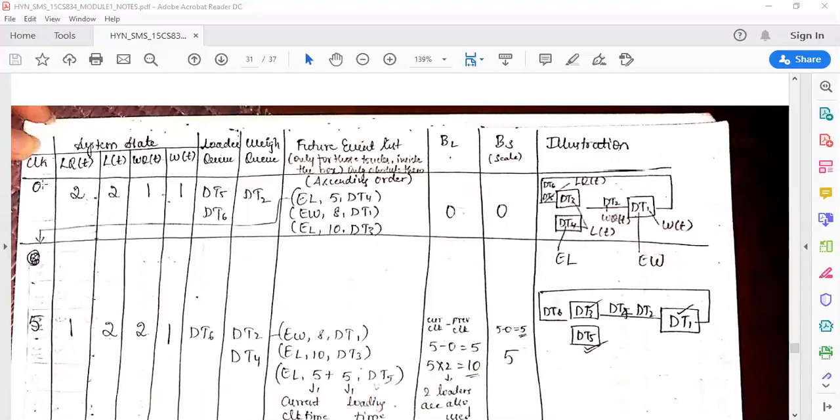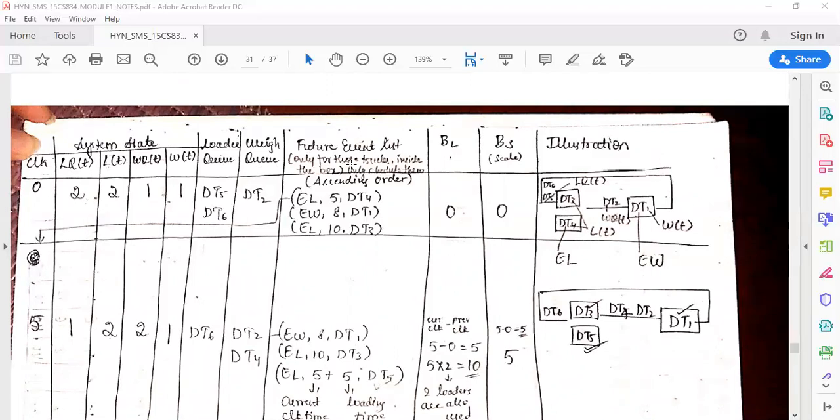This particular problem will have these column values for the simulation table. We'll have the clock, and LQ of T, which stands for loader queue of T. L of T is for the loader: how many trucks are at the loader? WQ of T means weigh queue of T. W of T means how many are there on the scale. Then I have loader Q, weigh queue, and the future event list.